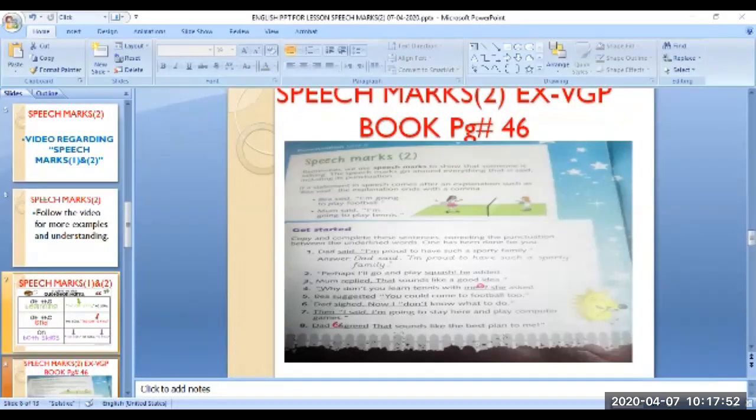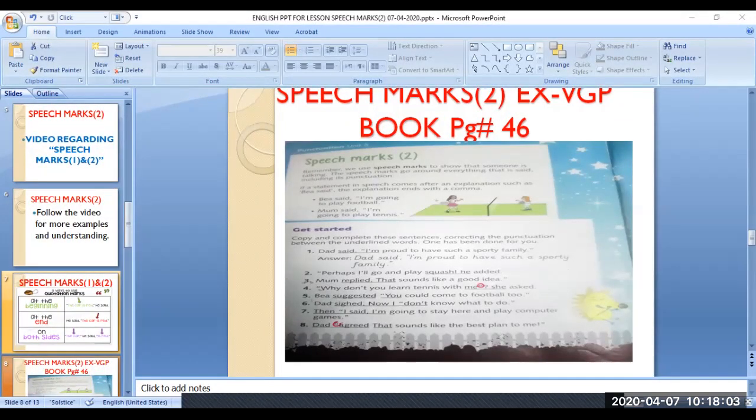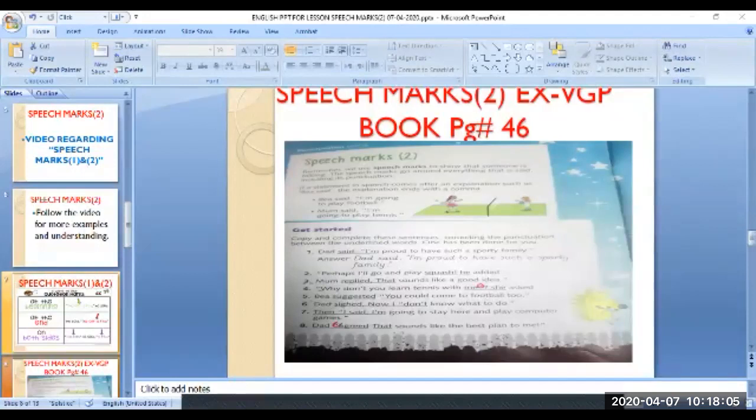Okay. Second one. "Perhaps I will go and play squash," he added. Now how are we going to do this? Yes, perhaps I will go and play squash. How are you going to quote? You're going to quote near squash, double inverted comma. You're going to close it. Then he added. Okay. Next.